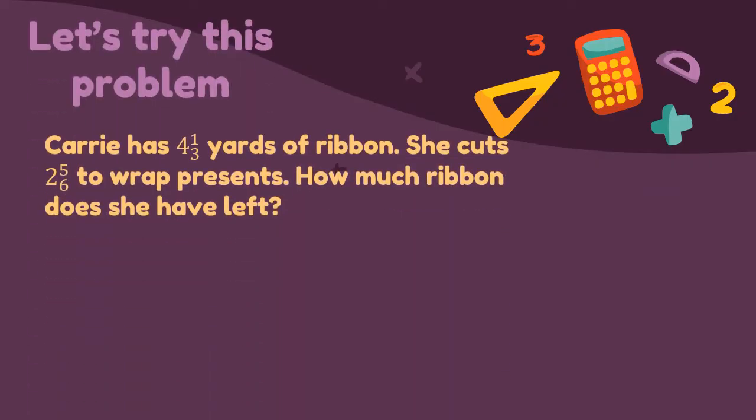Now let's try one last problem. Carrie has 4 and 1/3 yards of ribbon. She cuts 2 and 5 over 6 to wrap presents. How much ribbon does she have left? So in this problem, it's very obvious that it's the same as the first problem that we had a while ago. So we will subtract the second value from the first value. So we have 4 and 1/3 minus 2 and 5/6.